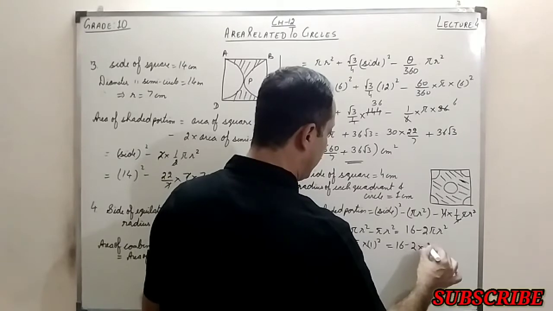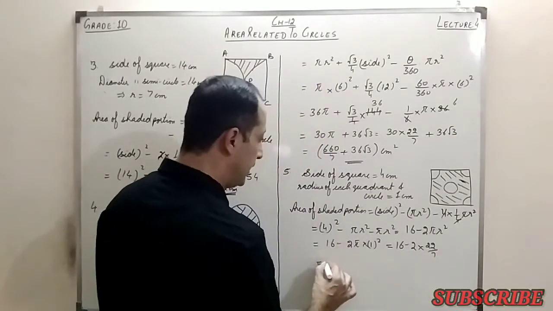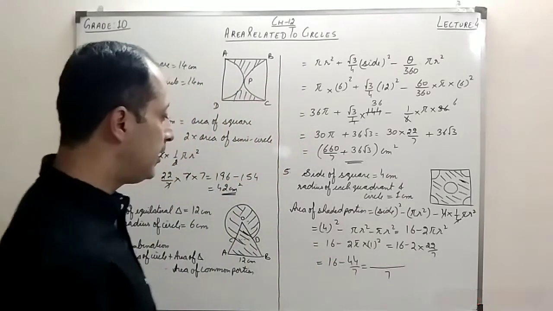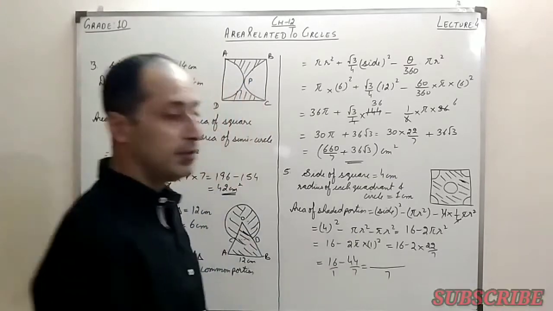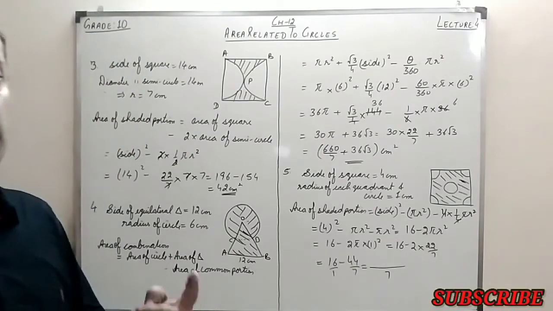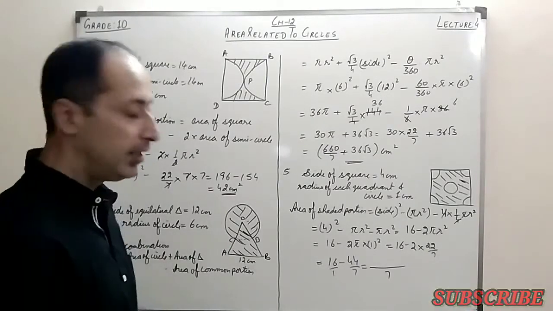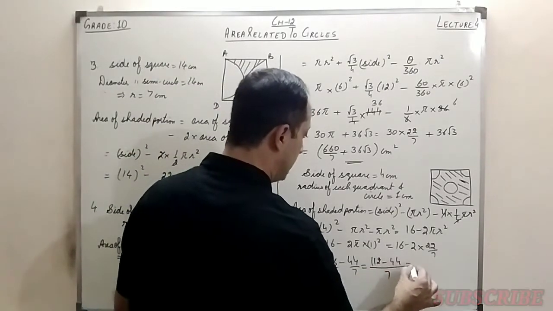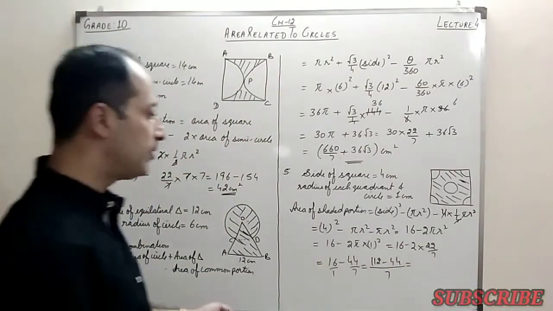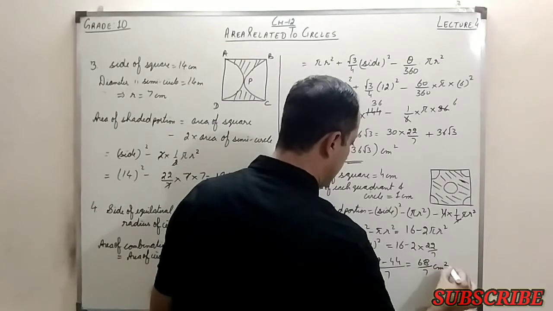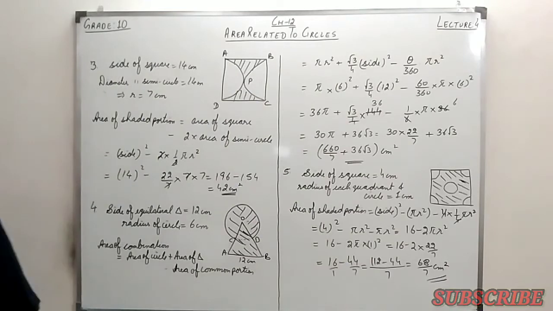Now substitute the value of pi, 22 by 7. So this comes out to be 16 minus 44 by 7. We take 7 as LCM and then we multiply. You can see here it is 1. So the first step is basically to divide the LCM by the denominator. So we divide 7 by 1, we get 7, and then we multiply the 7 by 16 and we get 112. And this is minus 44. So this comes out to be 68 upon 7 centimeter square, right? So this is the answer for question number 5.